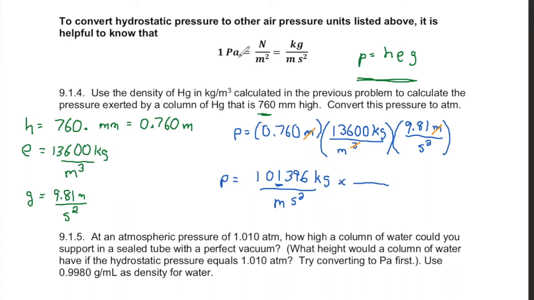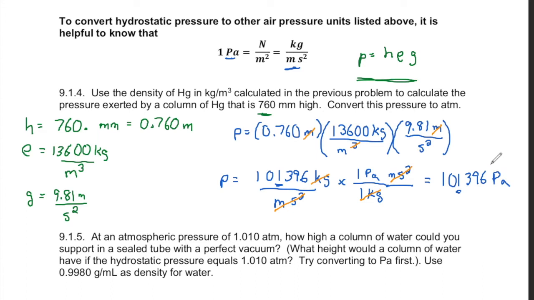And then we're told up above that a Pascal is a Newton per meter squared, which is a kilogram per meter second squared. So instead of putting a slash in the denominator, I'm putting that in the numerator. So 1 kilogram per meter second squared. So this is 101,396 pascals. These units here, a kilogram per meter second squared, is the same thing as a Pascal. So we just switched the units there.